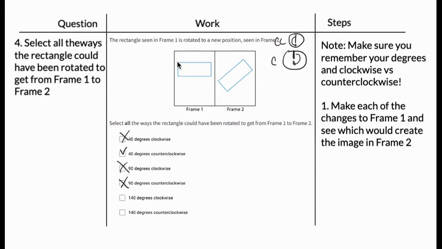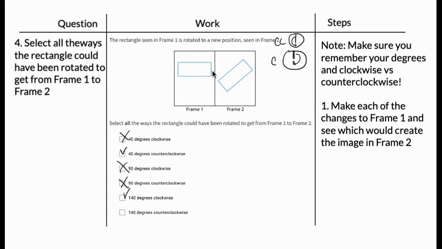So next we're going to take the shape in frame 1 and we're going to rotate it 140 degrees clockwise. Now remember, 140 degrees is a little bit less than 180 degrees, but more than 90 degrees. So we're taking this here and it would give us a rectangle in this orientation here, which is the same as frame 2.